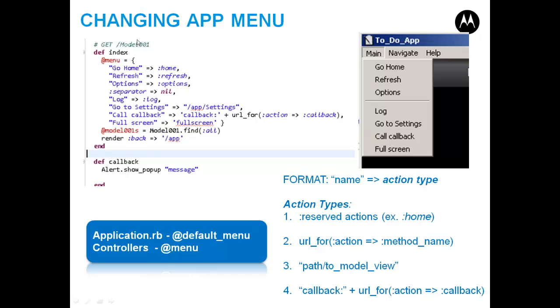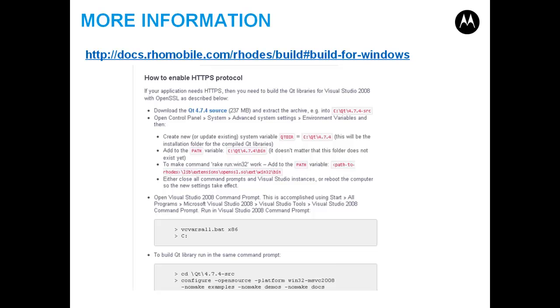You can see in this example, I'm using it in this Model 1 controller, and this menu will appear when that model is opened up. Okay, and there's a callback that'll show. We're running out of time, so I don't want to actually do that walkthrough, but that's how you would do that.